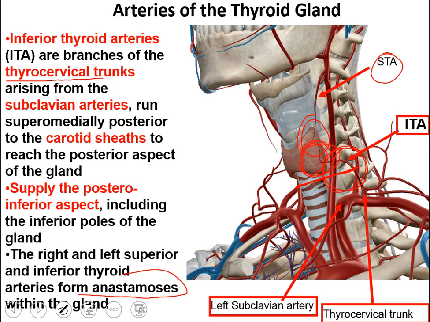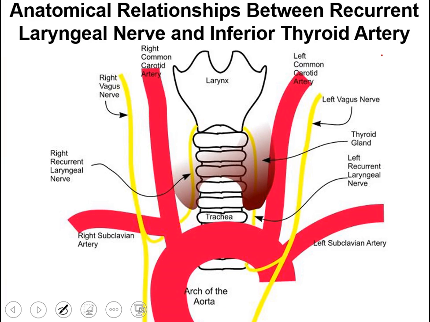Another clinically important concept we need to discuss is the anatomical relationship between the recurrent laryngeal nerve and the inferior thyroid artery. Let me remind you a little bit about the recurrent laryngeal nerve. This nerve, like the superior laryngeal nerve, is a branch of the vagus nerve.